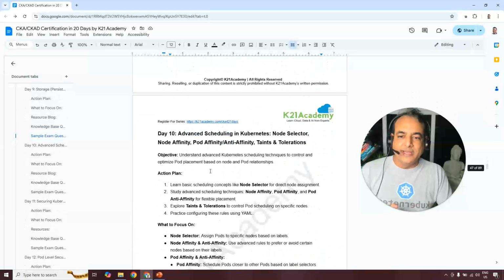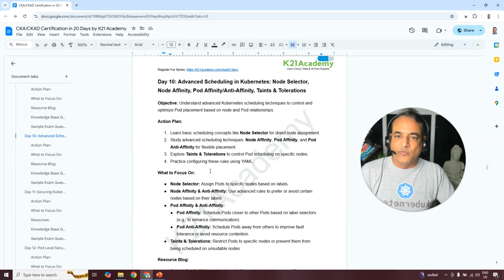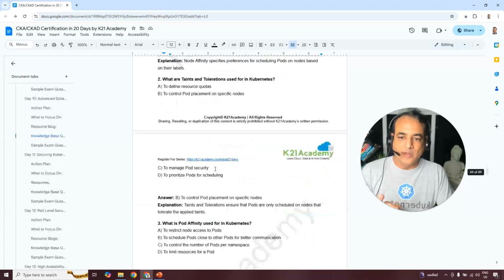We'll also then, day 10 is going to be all about advanced scheduling. This is where the application, the pod, can be deployed on specific nodes, or with each other or without each other. You can do a lot of scheduling, deciding where a particular application gets deployed based on the pod selection. This is where we're going to look at node selector, node affinity, pod affinity, anti-affinity, and then taints and tolerations. We'll configure these things. So pretty advanced topics that you'll be seeing on day 10.